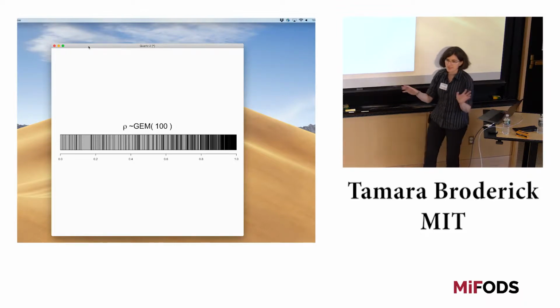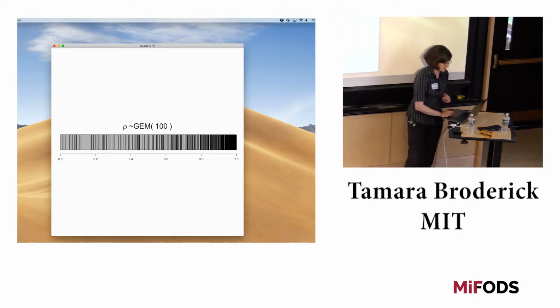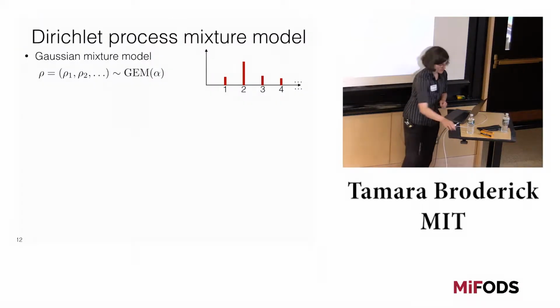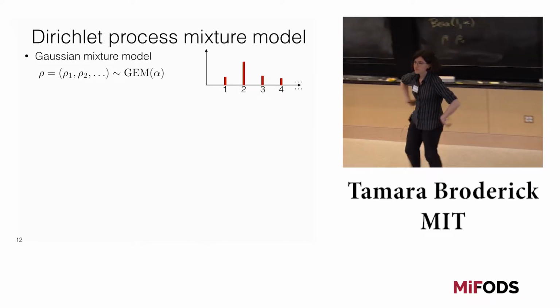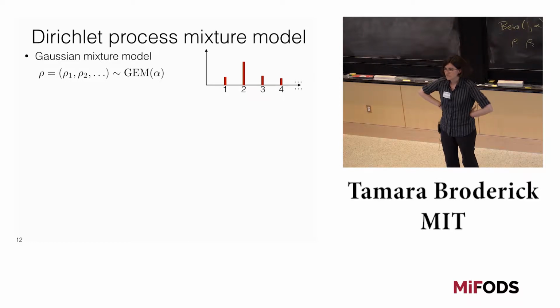OK, so at this point, we have this GEM distribution. We have the ability to simulate from it. We know about it. And so now what I'm going to do is keep building up the mixture model. Yeah? So one of the intuitions also, if I have beta 1, 1, for example, is that it tends to concentrate around 1/2.